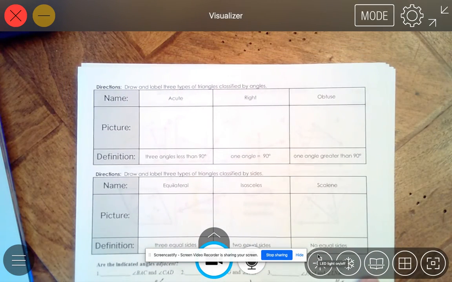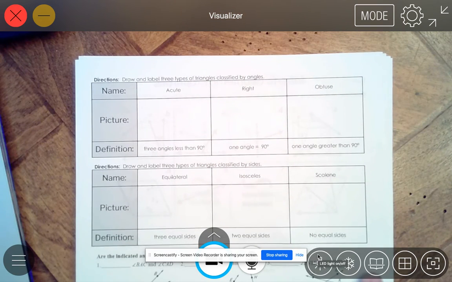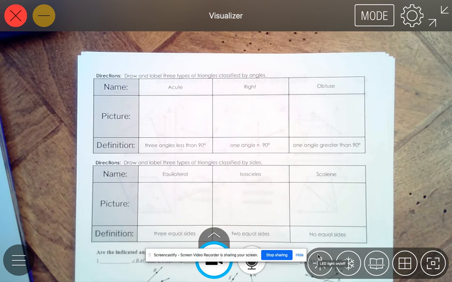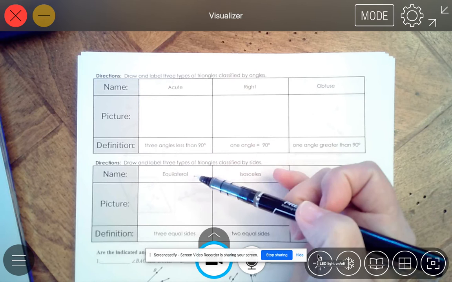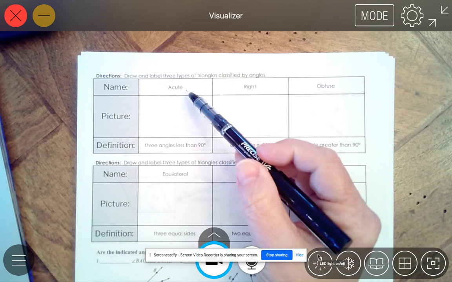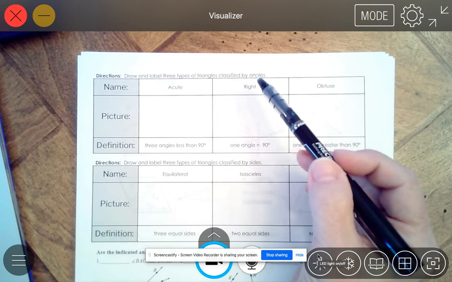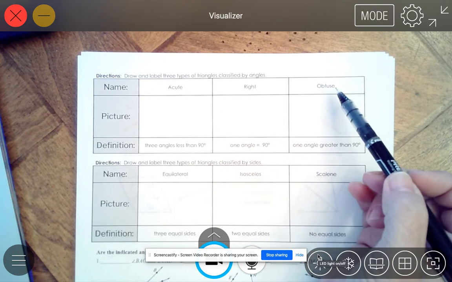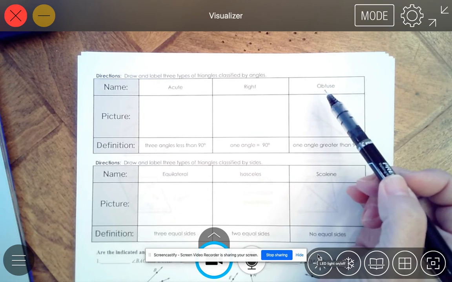And I have these. Draw and label 3 different types of triangles, classified by their angles. And I did all of this for you. It was hard for me to do a picture, so I couldn't do that. So we have acute, right, and obtuse triangle. And these are classified by their angles.